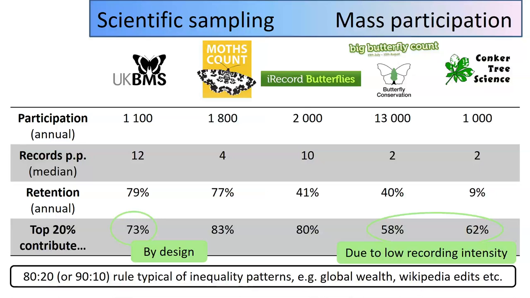Now this is slightly lower, I think, by design, because they're saying we want everyone to go out on these transects to record in a very set way. But these couple of projects are very close to that 80%. These are much lower, and I think that's because they tend to have much lower recording intensity, so the average person will only submit 2 records per year.